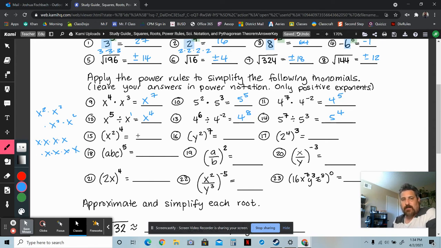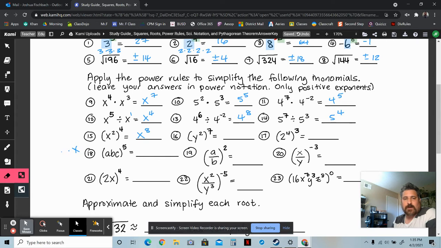So that's how we know this rule works. X to the 2nd raised to the 4th power is the same as x to the 2 times 4, which is x to the 8th. Hopefully you see where that comes from. Reminding yourself of where the rule comes from makes it easier to apply in the future. So when you're raising a power to a power, you just multiply the exponents.